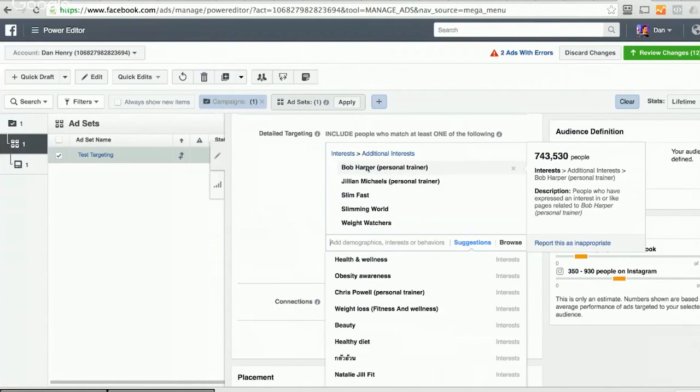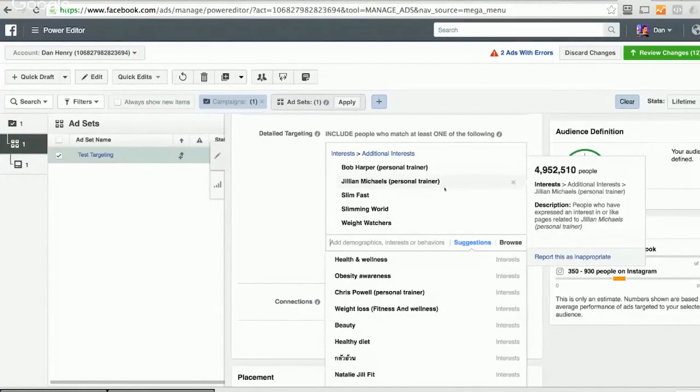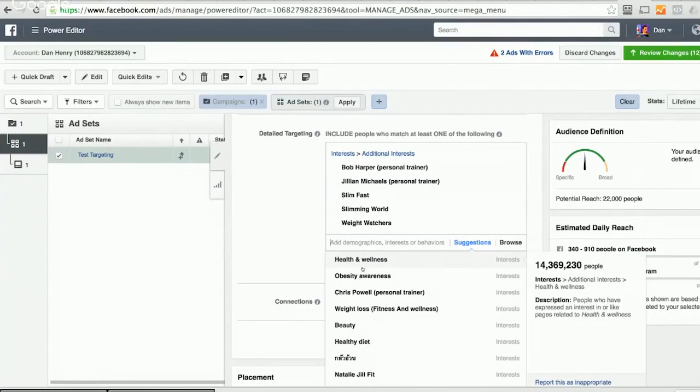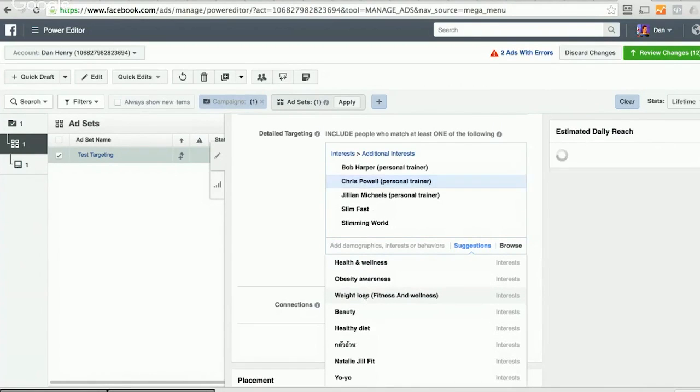At least in my experience, I've had better results when I can immediately go for an exact person or brand. All right. So, these almost 5 million people definitely like Jillian Michaels or something to do with Jillian Michaels specifically. Whereas these 14 million people, God only knows what kind of health and wellness things they like, if that makes sense. So, Chris, I'm just going to go ahead and select this.